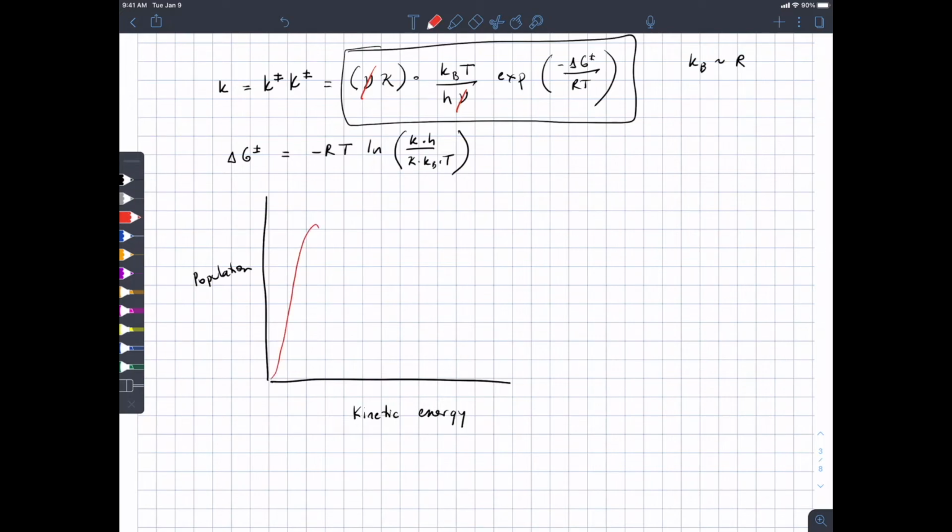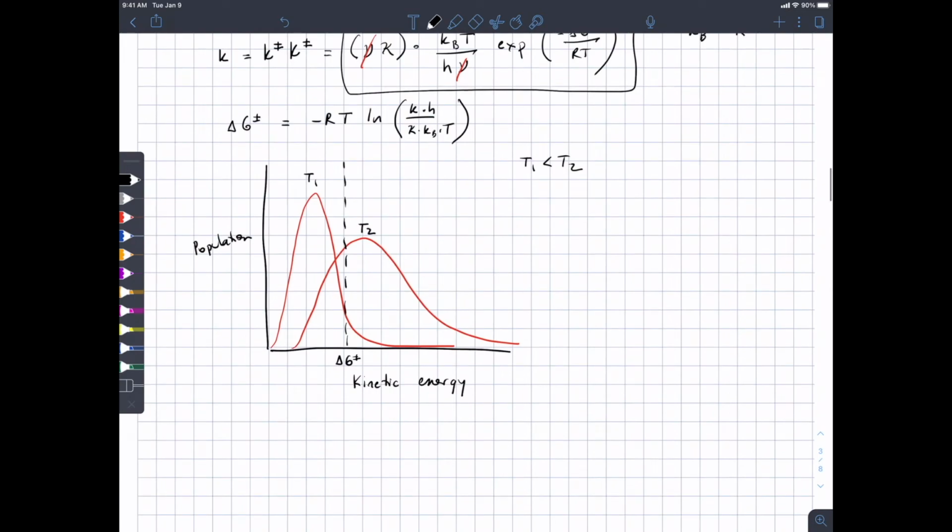At temperature 1, that's low, we have that kind of distribution. So this is at temperature 1, where temperature 1 is going to be less than temperature 2. At temperature 2, we have another distribution. This is a higher temperature. And suppose that along this axis, the activation energy is here. So this is the activation energy to get over the transition state.